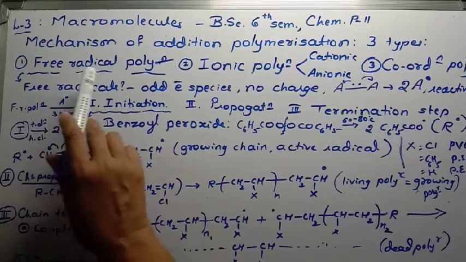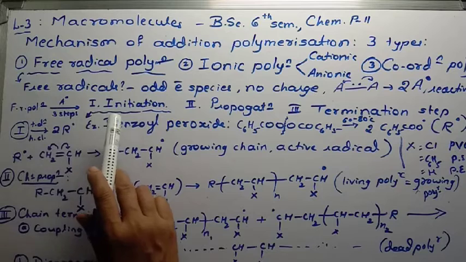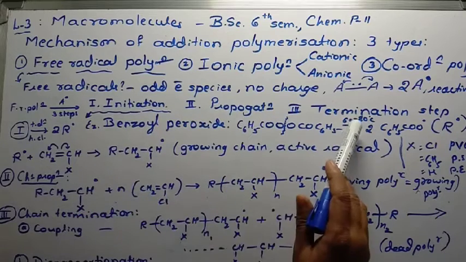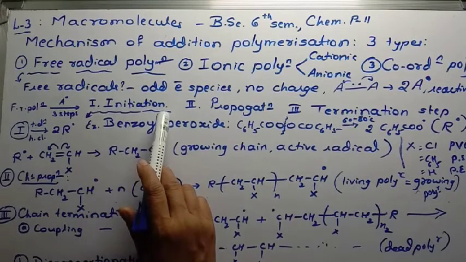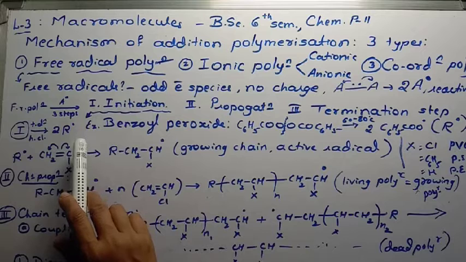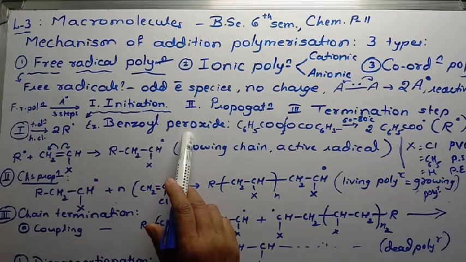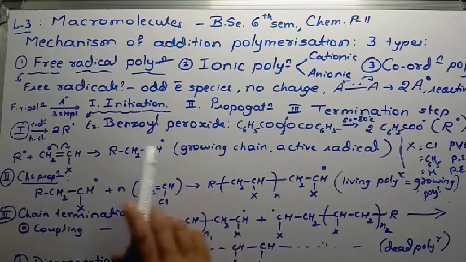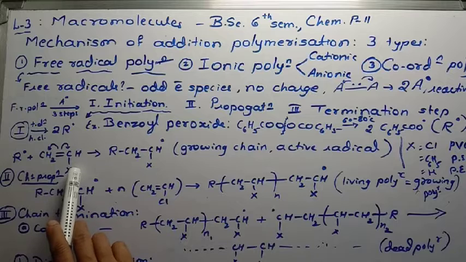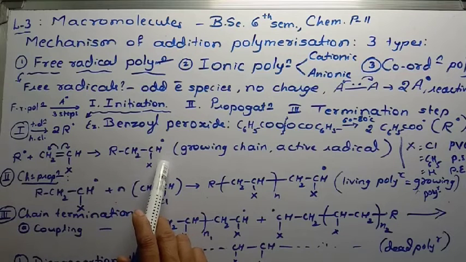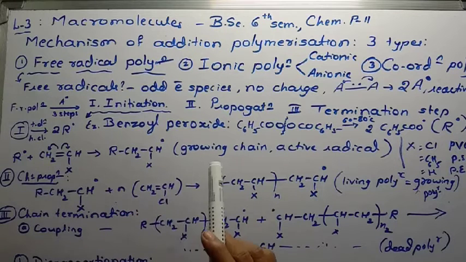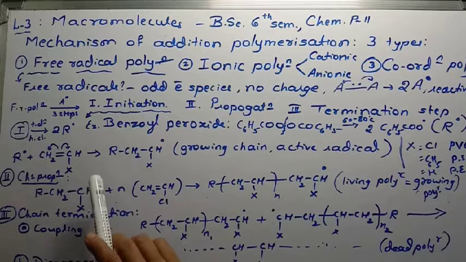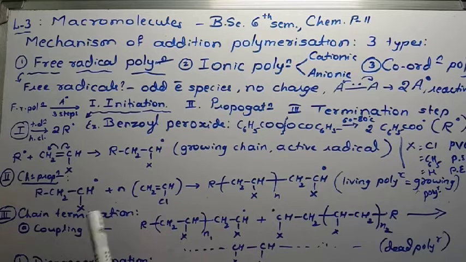Under the free radical mechanism, there are three stages: initiation, propagation, and termination. Under initiation, first there is a formation of a free radical from the proper initiators, and that will react with the monomer and give once again a free radical. Now the second step is chain propagation.